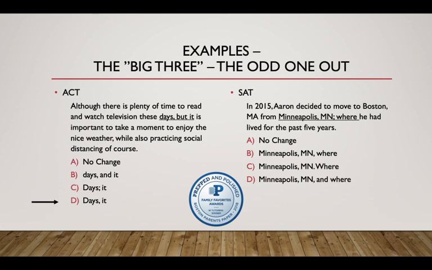Now, if you're not careful, you might interpret the commas around Minnesota to suggest that it is non-essential. But in this case, it's not, because that comma is being used to connect Minneapolis, the city, to the state, Minnesota, which means the comma after Minnesota is the only reason we have a comma: to connect an independent clause, Aaron decided to move to Boston, Massachusetts from Minneapolis, Minnesota, to a dependent clause, where he had lived for the past 5 years. So that has to be answer choice B.